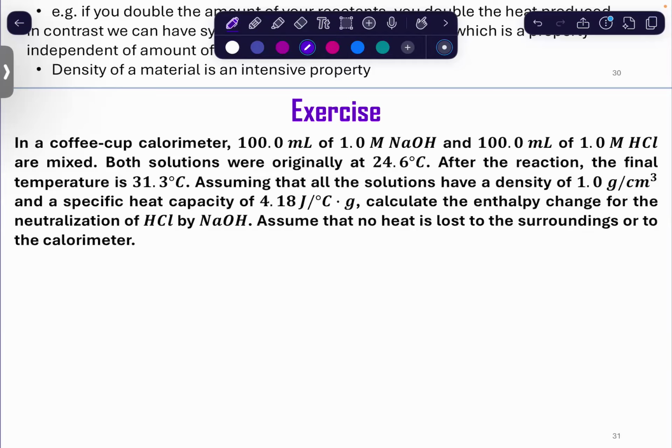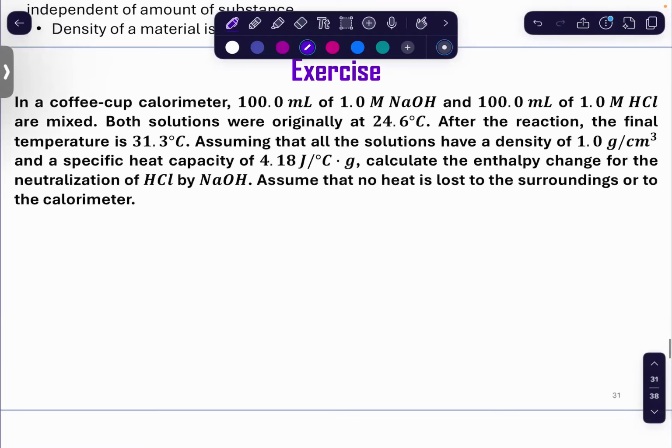And now, again, usually in your coffee cup, we would mix these in, there would already be water in there. Assuming that all the solutions have a density of 1 gram per cubic centimeter and a specific heat capacity of 4.18 joules per degree Celsius times grams, calculate the enthalpy change for the neutralization of the hydrochloric acid. Assume that no heat is lost to the surroundings or to the calorimeter. So what we're being asked for is delta H.